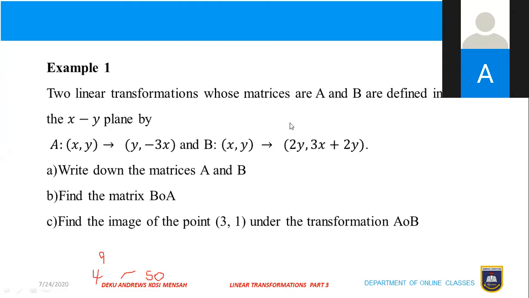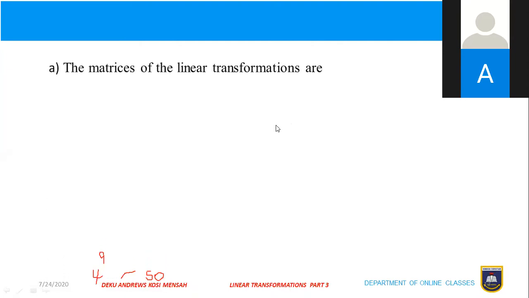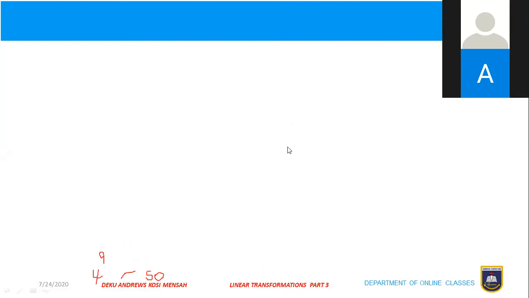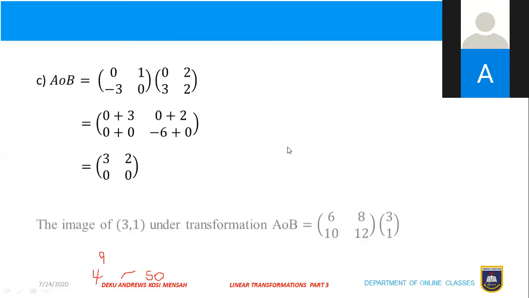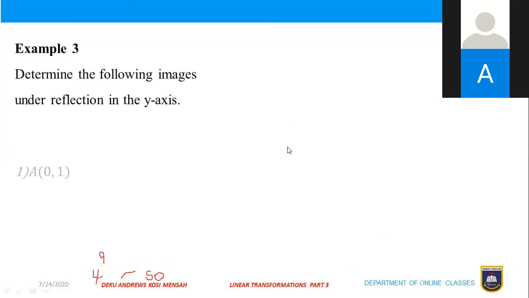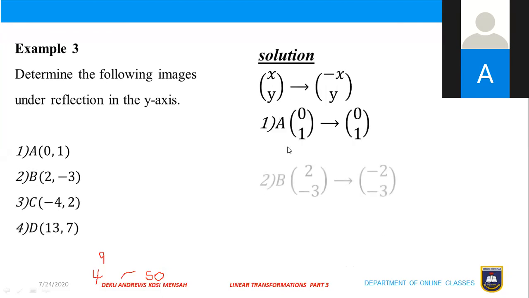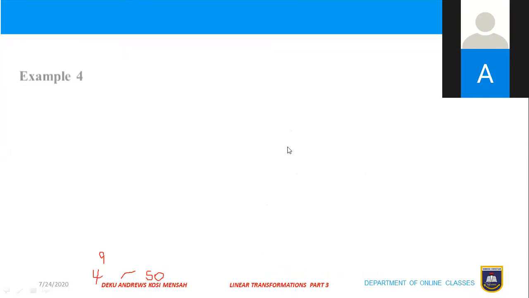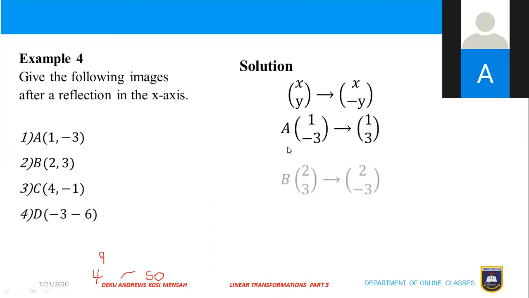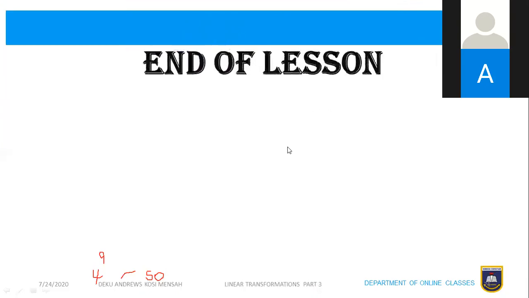Now, we need to wrap up. So the matrices are as shown, and if you solve, we have those answers there. Later, you can try these questions. There is another example you will solve. We have example number 3 and then example number 4. You try all these examples and that will bring us to the end of our lesson for today.